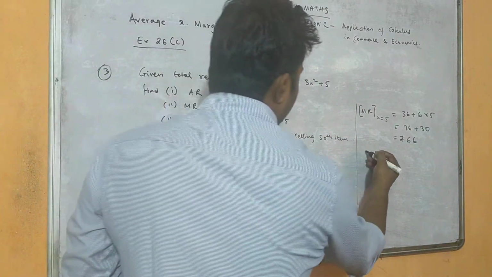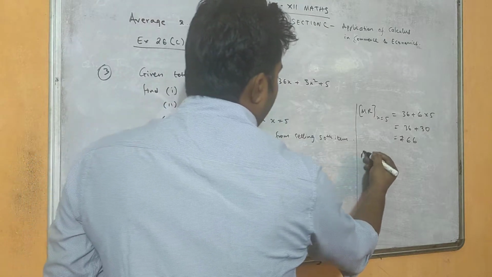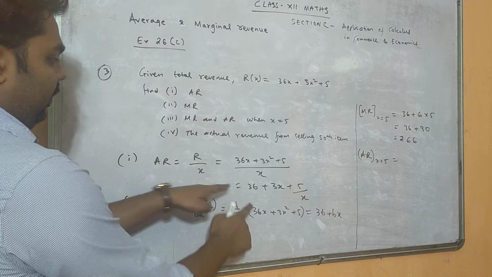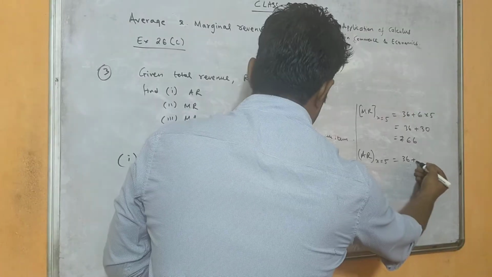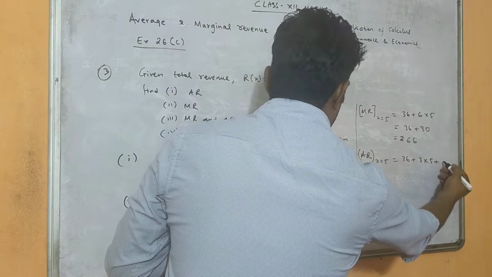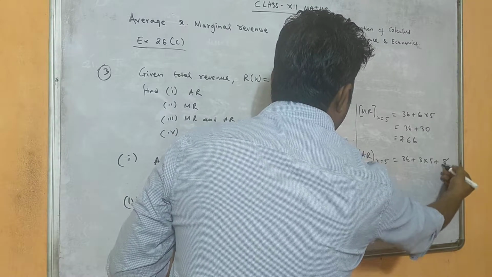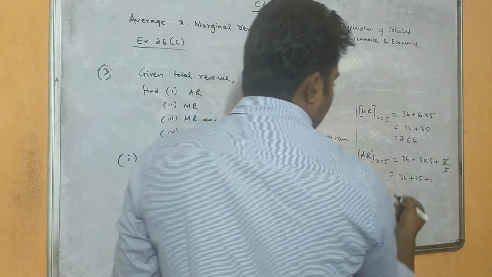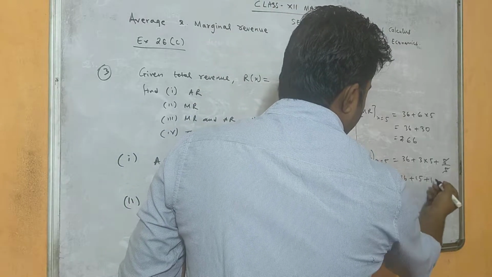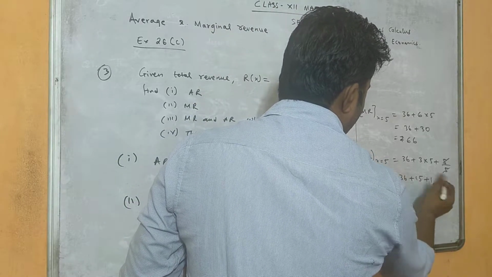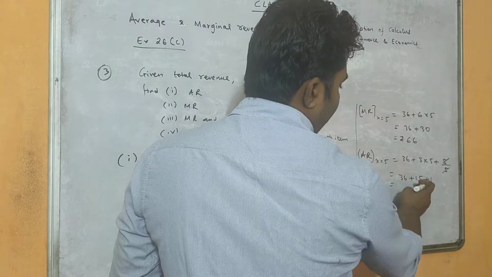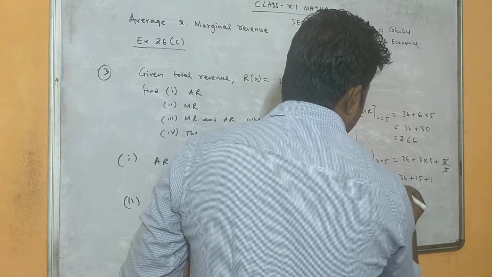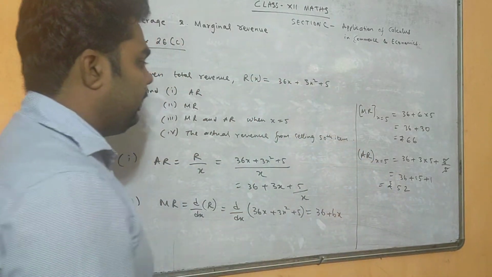Average revenue when x equals 5. X equals 5, that means average revenue, what we have here? 36 plus 3 into 5 plus 5 by 5. 5 and 5 will get cancelled. So 36 plus 15 plus 1. So 36, 37, 37 plus 10, 47, 52. Okay, so we'll get here 52.